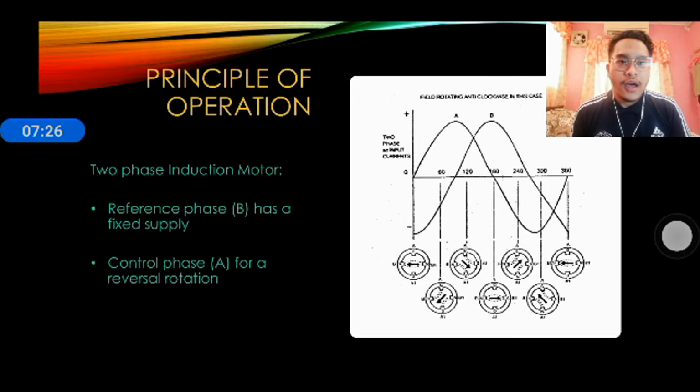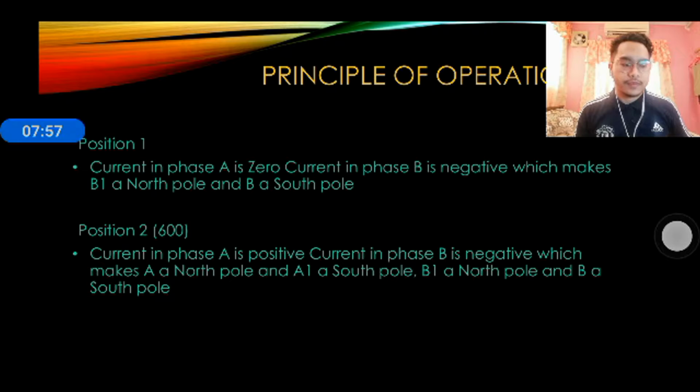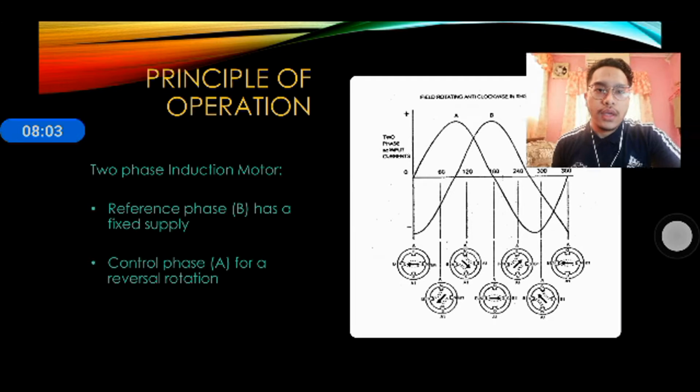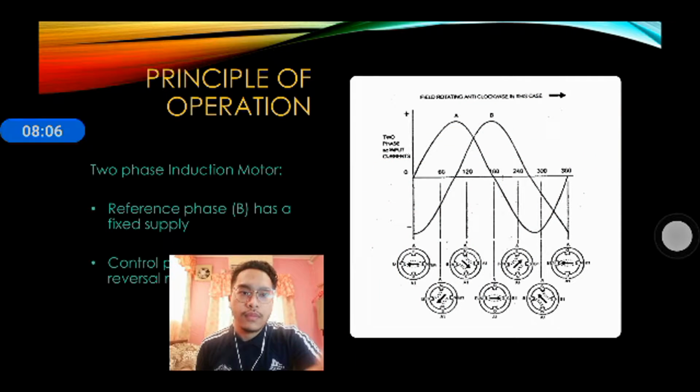We can see that two-phase has two loops. First, at the 0 point, we can see A. A is a control phase for reversal of rotation. The negative side is B. We call it the reference phase, which has a fixed supply. Okay, let's go into the detail.